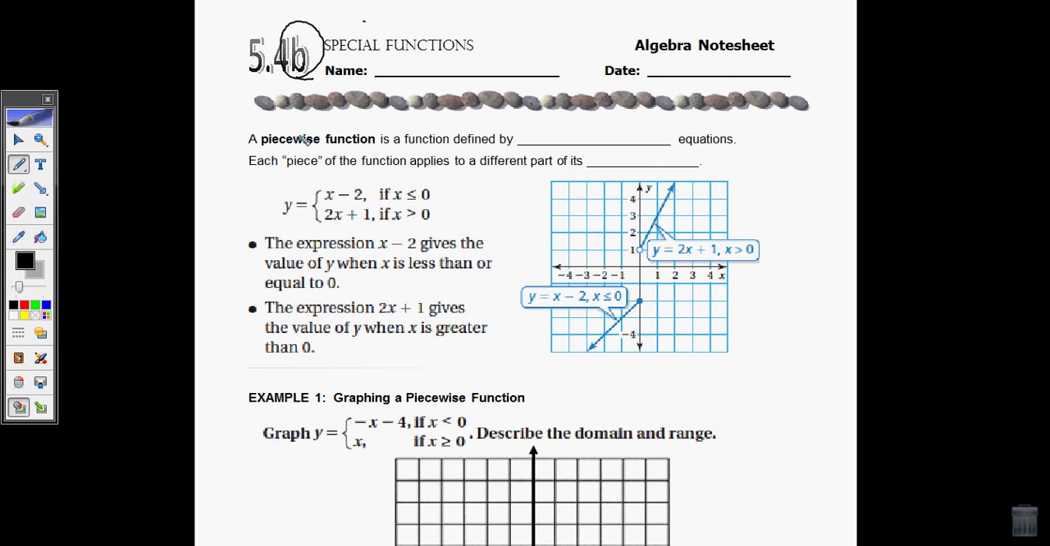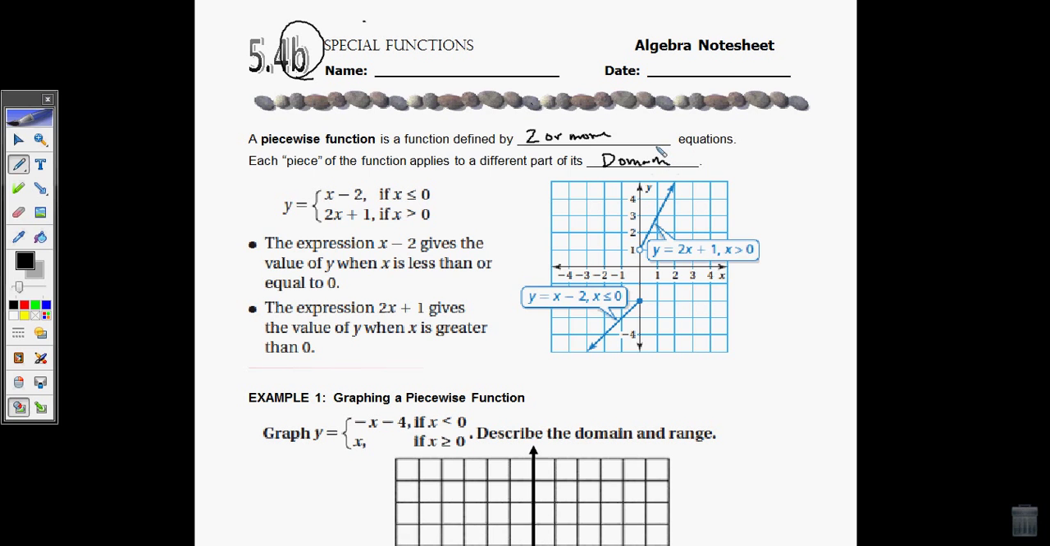5.4b. Normally these B extensions are shorter, but today we're kind of cramming a lot of information in. However, all this information should be pretty easily digested, because it's just kind of like weird little cool add-ons to things that we already know. And the first little add-on and cool piece that we're going to be looking at is called a piecewise function. A piecewise function is defined by two or more equations. Each, quote unquote, piece of the function applies to a different part of its domain.